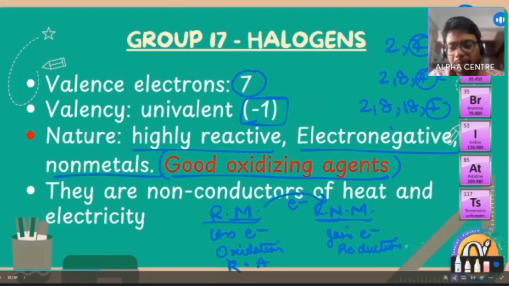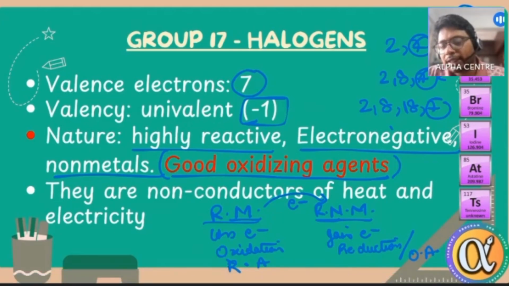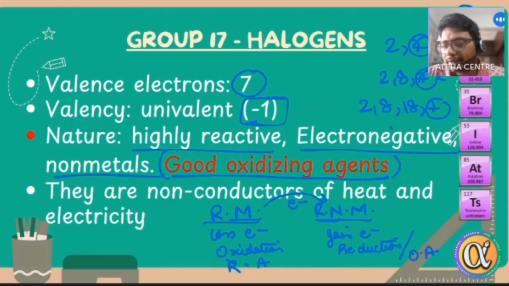While non-metals, which are getting reduced, are good oxidizing agents. So always remember this. What itself gets oxidized is a good reducing agent, and what itself gets reduced is a good oxidizing agent. Clear?